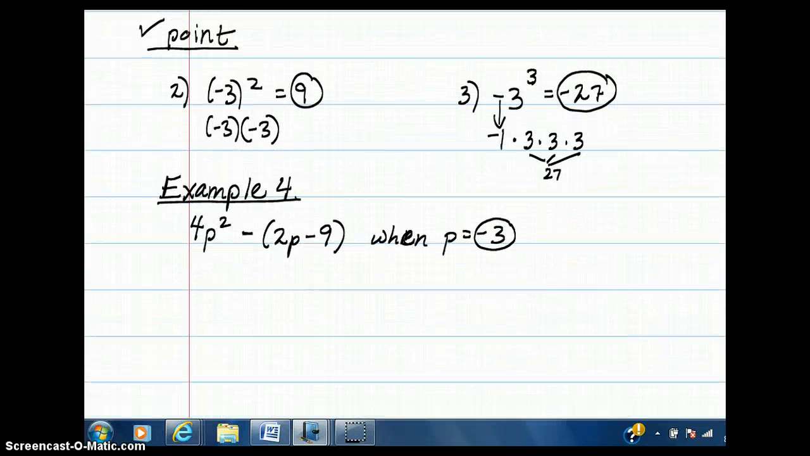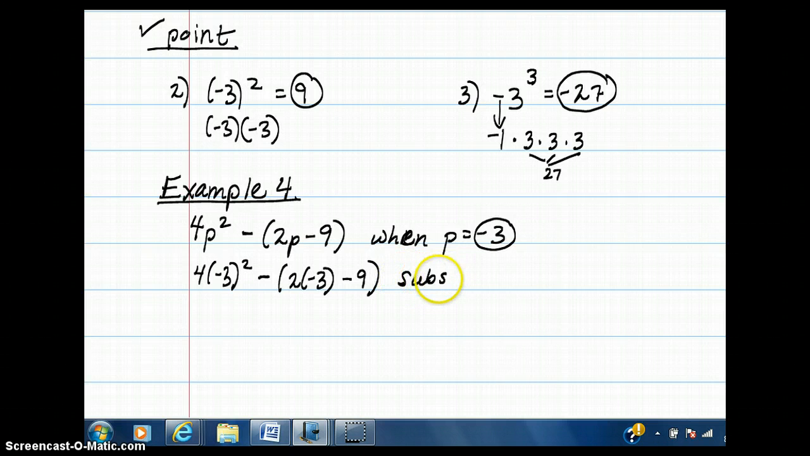Okay, and 4p squared minus 2p minus 9 in parentheses. When p is negative 3, we're going to substitute negative 3 in for p. So 4 times negative 3 squared, make sure you put the negative 3 in parentheses, minus 2 times negative 3 minus 9. Again, that step is to substitute. Please write that.